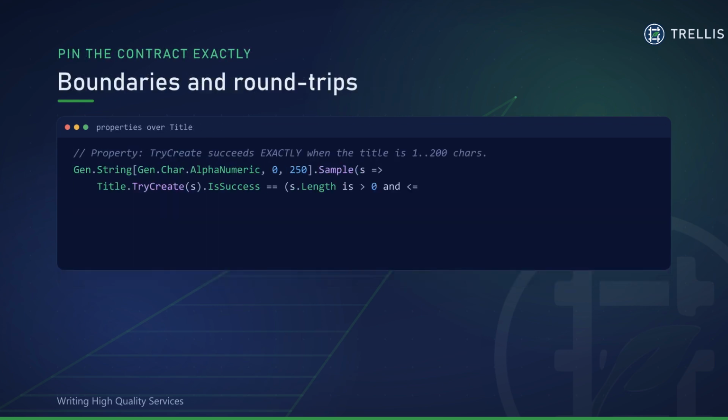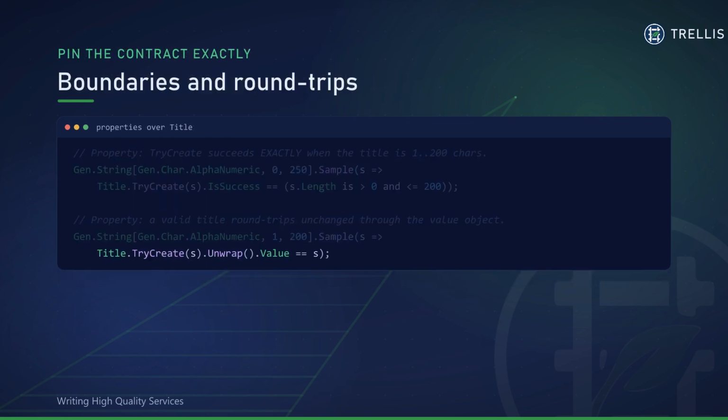Now two sharper properties. The first pins the boundary exactly. Across random strings from 0 to 250 characters, TryCreate should succeed precisely when the length is between 1 and 200 and fail everywhere else. One line, and CsCheck hammers both sides of that boundary so you don't have to write the off-by-one test by hand.